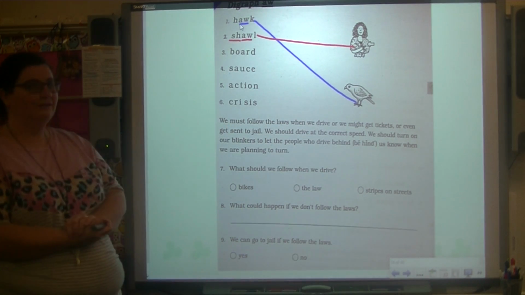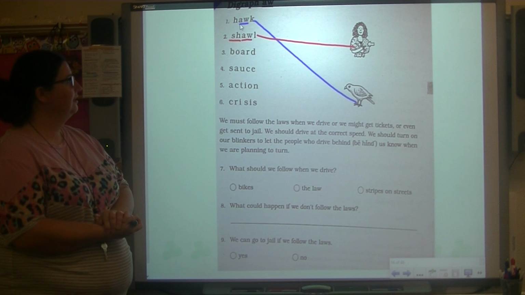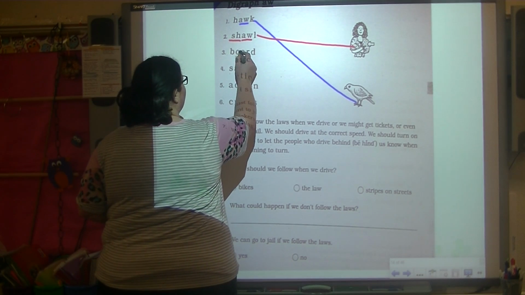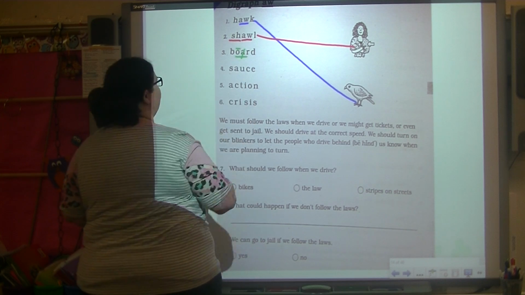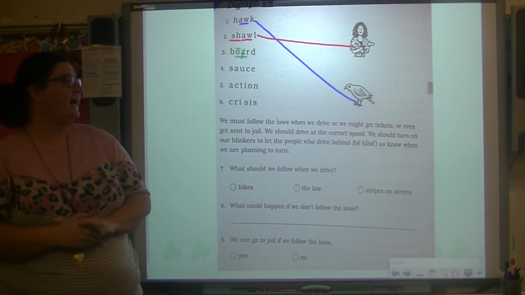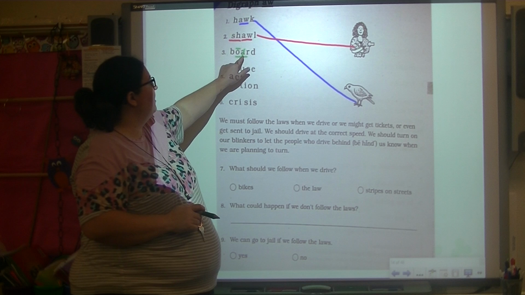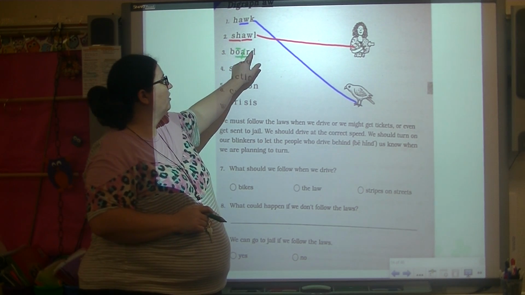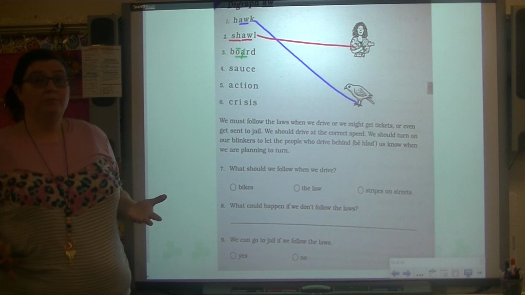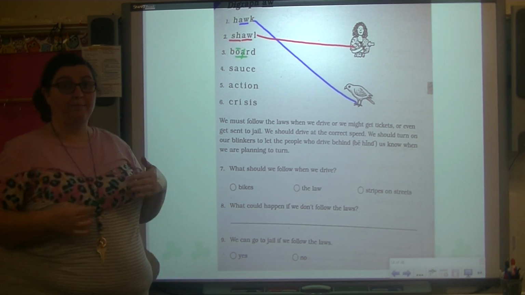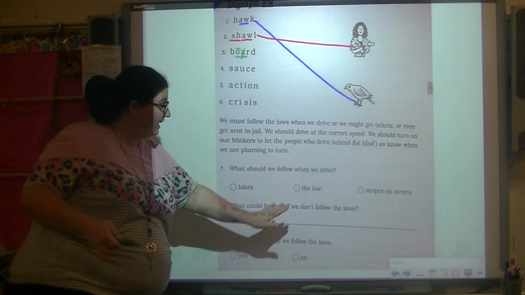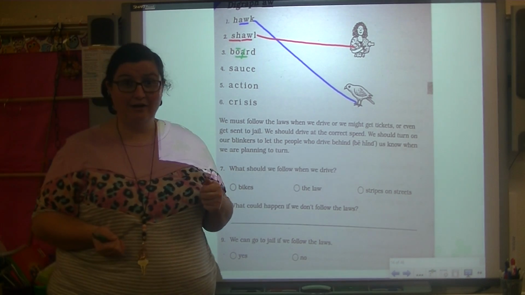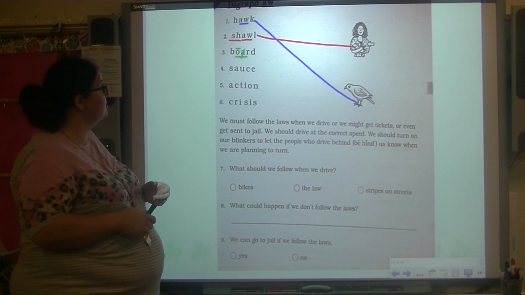Next word. Now we have OA, like in soap. Digraph OA. Sound it out. Board. What word? Board. All right, lots of boards, like a board game. This is a board. You can use a board to build a house, right? Lots of different types of boards.